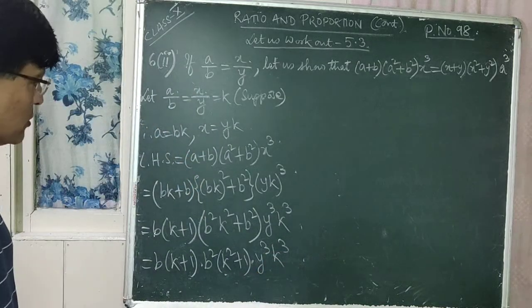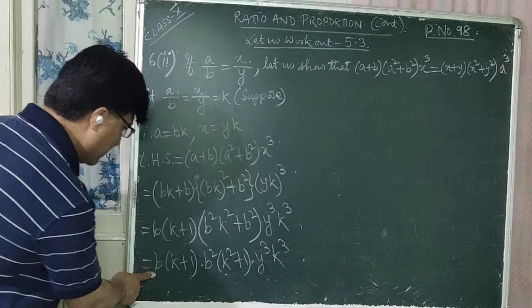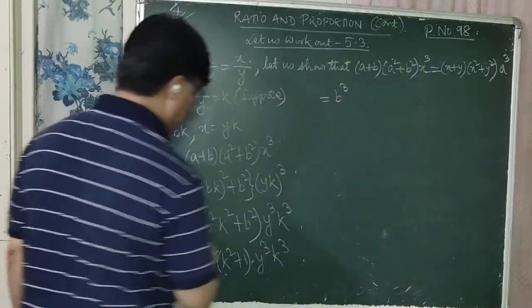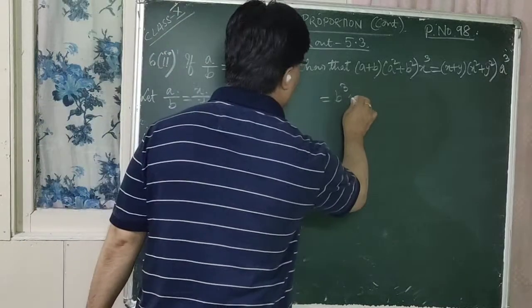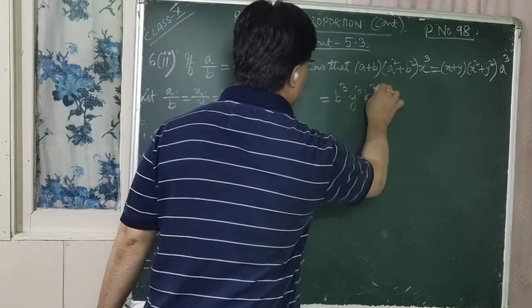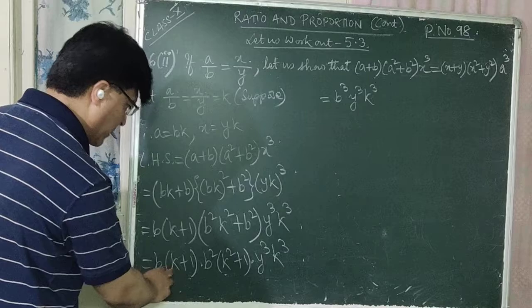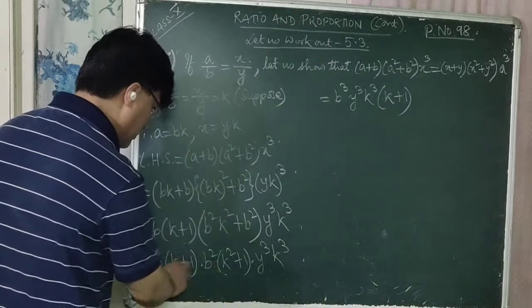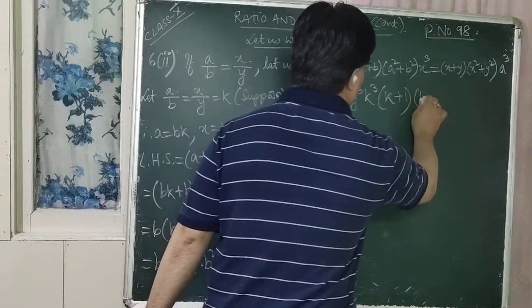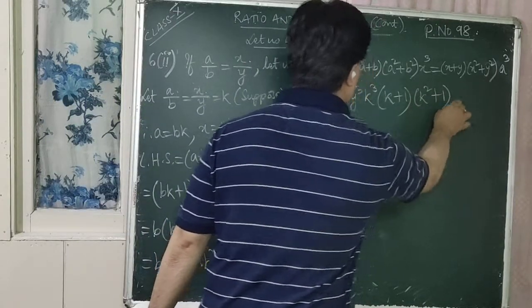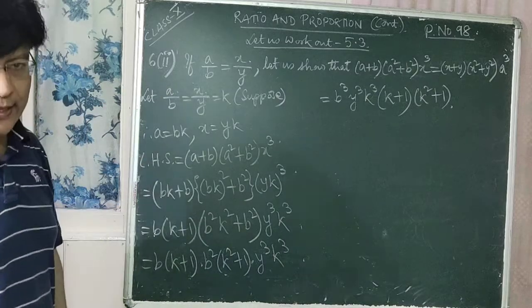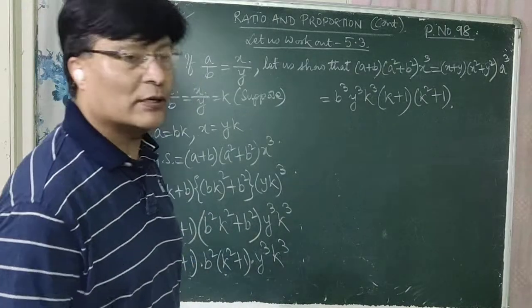So I think you have understood it. Now what is b into b square? b cube. So which is equal to b cube. Then write down y cube k cube. It is y cube k cube, right? Then write down the first factor, that is k plus 1. k plus 1. Then write down k square plus 1. Then you write k square plus 1. So this is your left hand side. So let us find out the right hand side now.